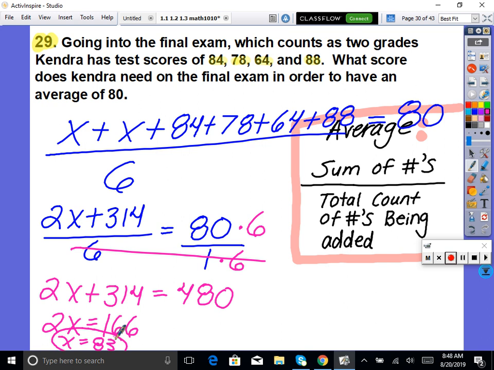So what if it would have been worth 3 times a normal test? What would we have put? X plus x plus x, right? Then what would we put down here? 7, because there were 7 test scores technically. Okay, very good job. Alrighty, good job, you guys.